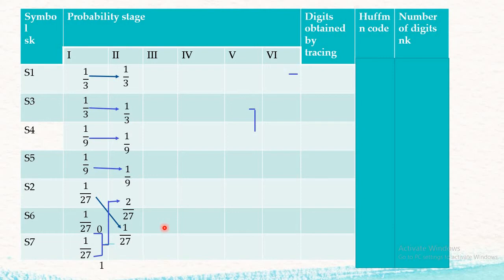Here we focus on the last two values. 1/27 plus 2/27 comes out to be 3/27, which equals 1/9. So the lower one is assigned bit 1, and the value above it is assigned bit 0. Now this comes out to be 1/9. What do you have to do in this case? Here we already have two 1/9 values. So we have to adjust the 1/9 as high as possible. As high as possible is very important.